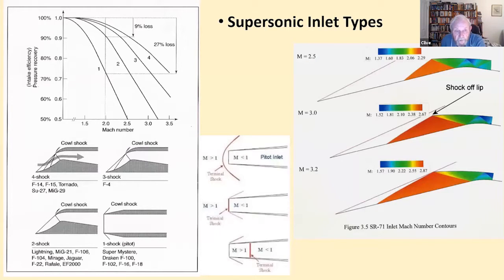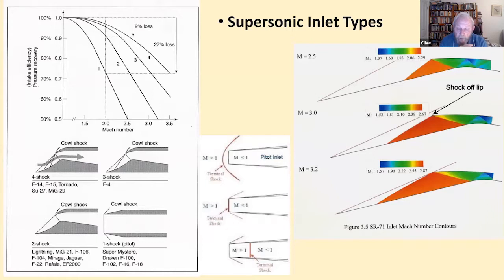If I start at the front and work back, you may or may not be familiar with supersonic inlets, but they come in various types. The simplest one is what is known as an external compression intake. And in that, what that really means is you can't slow down the supersonic stream except by using shock waves.